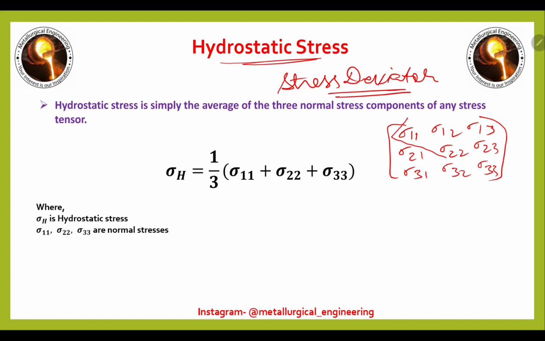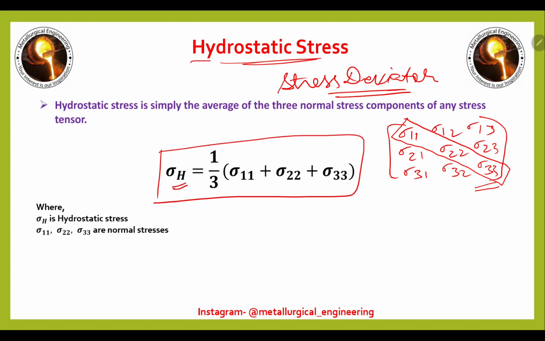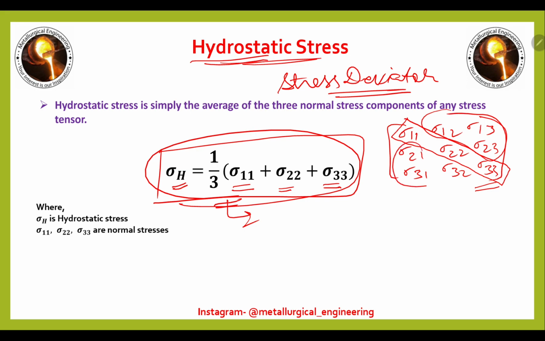So these are the principal stresses sigma 11, 22 and 33, which are required to calculate the hydrostatic stress. This is the formula: sigma h, h for hydrostatic, is equal to 1 by 3 of sigma 11 plus 22 plus 33, and we take the mean of all three principal stresses. This will give you the value of hydrostatic stress, and the remaining 6 components we generally require for calculating the stress deviator.